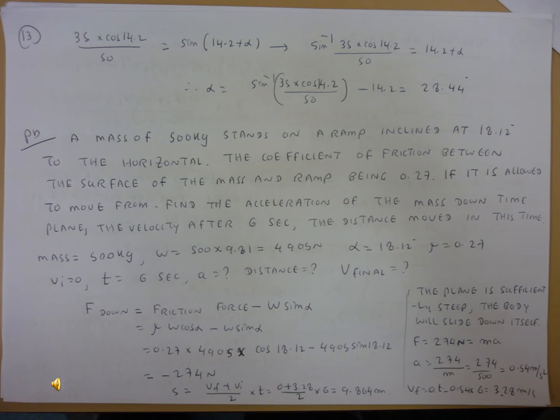So therefore the final velocity Vf equals the initial velocity plus at. So Vf equals Vi plus at, where the initial velocity is 0, A is the acceleration 0.54 meter per second square, and t is 6. So you got 3.24 meter per second. So this is the way we calculate the initial velocity and the final velocity.